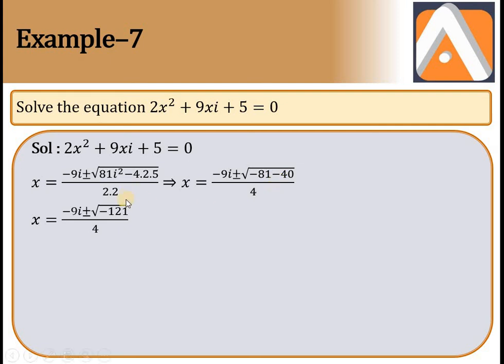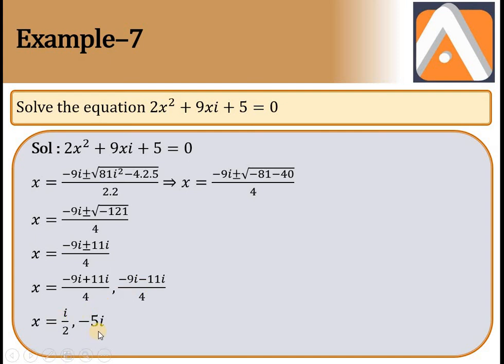So minus 121 means the square root of 121 is 11, so 11 will come outside. Root minus 1, that is i, you will get. So minus 9i plus or minus 11i by 4. So if you take plus ones and minus ones, you will get 2 roots, that is i by 2 and minus 5i.